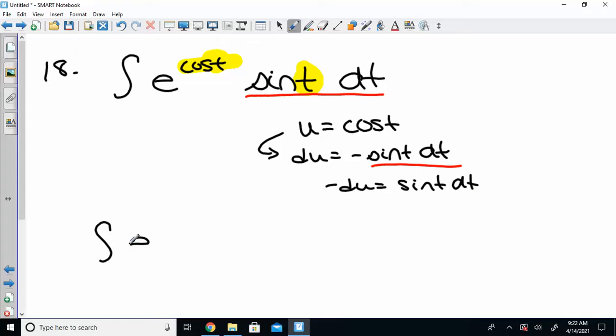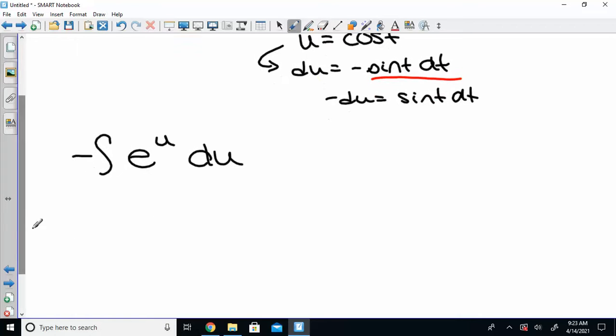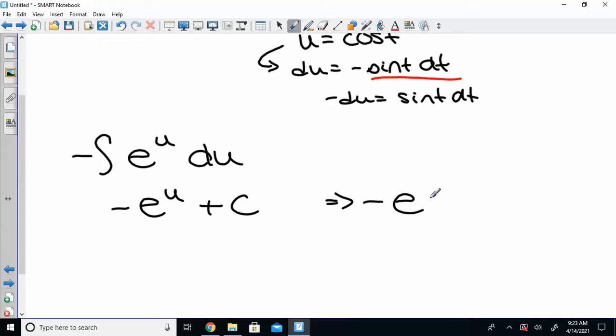So we have the integral e cosine t becomes e to the u. This other step is negative du, so I'm just going to throw the negative in front. Antiderivative of e to a power is e to the power. So we still have a negative e to the u plus c. So final step, replace your u. So that's negative e to the cosine t plus c.